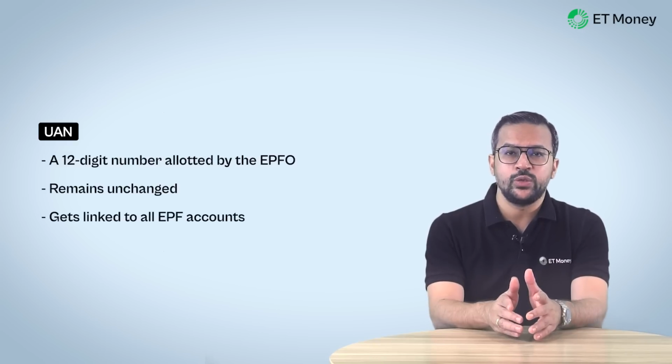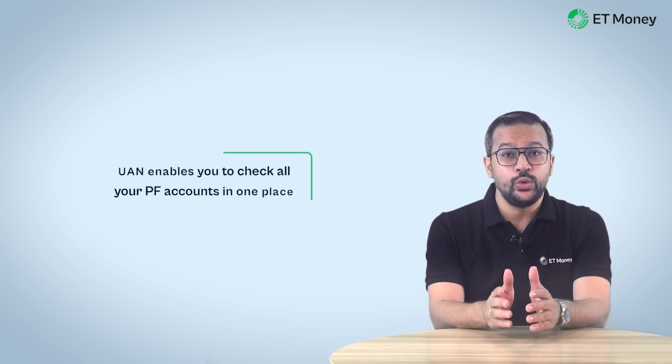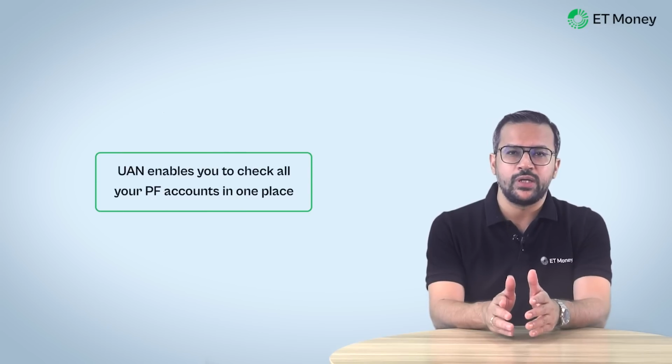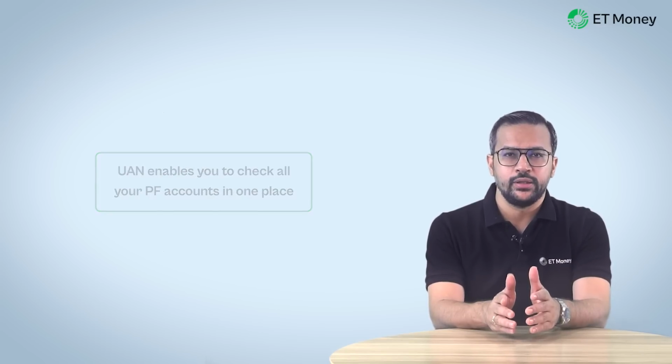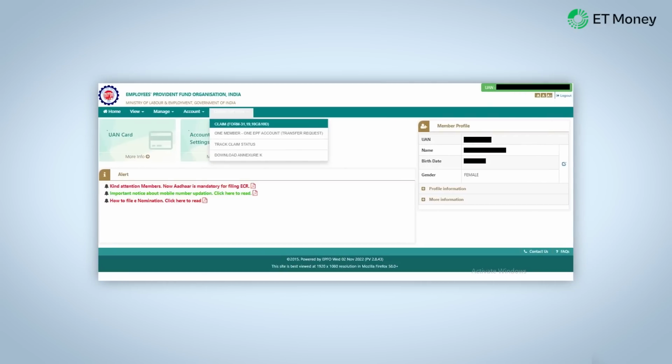It also gets linked to various EPF accounts you have opened at the companies you have worked at. So, the UAN enables you to check all your PF accounts in one place. You can ask your employer for that if you don't know your UAN. Alternatively, you can use the same EPFO unified portal to find your UAN. After you have logged into the unified portal, you can go to the Online Services tab. In the drop-down menu, you can select the option Claim, then follow the instructions.